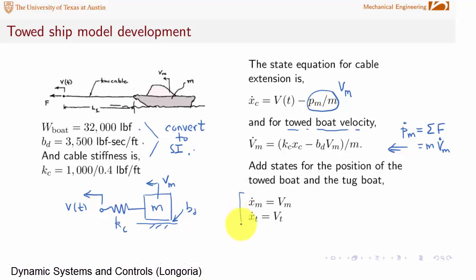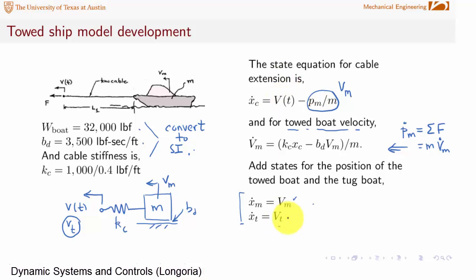We're going to want to add two additional states here. Remember, information states. One of them is we want to get the position of this mass, so that simply comes from that the rate of change of the position is just the velocity of the mass, and the position of the tugboat, right, is just Vt, right, and these are the same in my notation. So now we have the state equations.